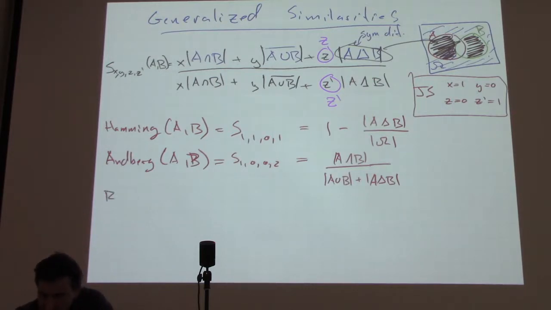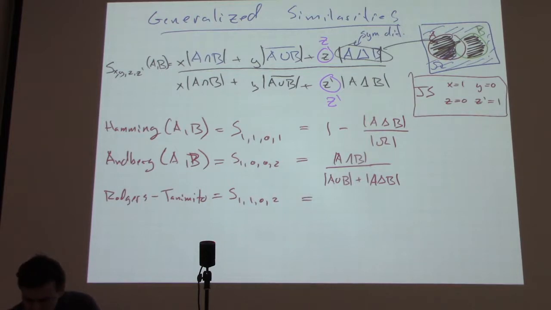Okay, so there's another one. I'll just do two more. The Rogers-Tanimoto similarity is S11 over S11 plus 2 S10, and this simplifies to the size of the domain minus the size of the symmetric difference, divided by the size of the domain plus the symmetric difference.